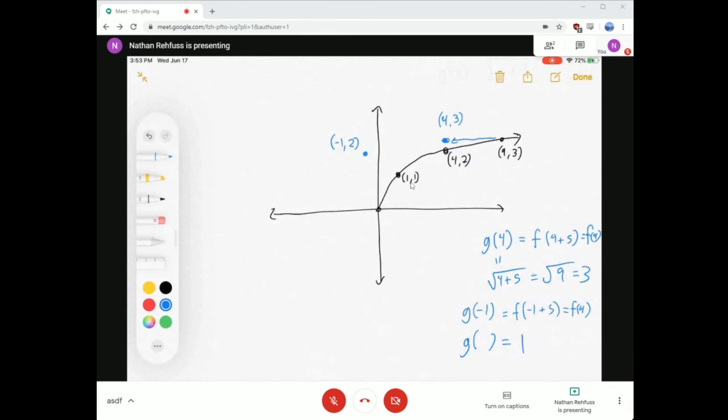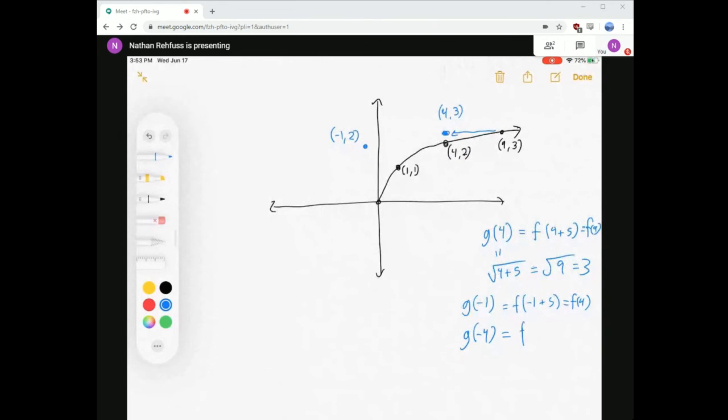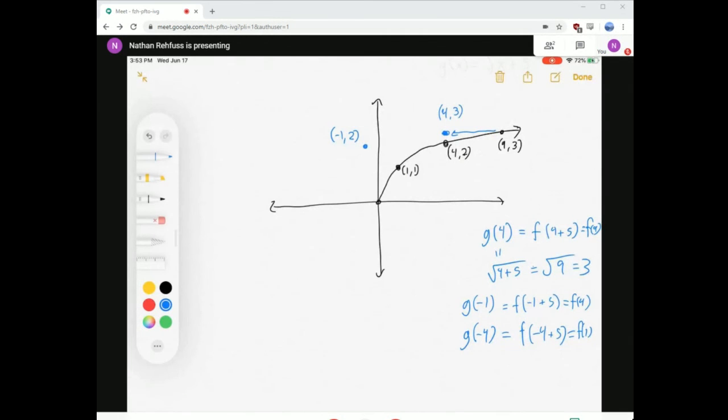Yeah, it'll be negative 4. G of negative 4. If I give a negative 4 to g, f's not going to see it until it's turned into a 1, because g of negative 4 equals f of negative 4 plus 5, which is f of 1. So I can give it a number 4 smaller and still get the same answer. So g of negative 4 is the same as f of 1, so that means that point is over here. This is negative 4, 1.